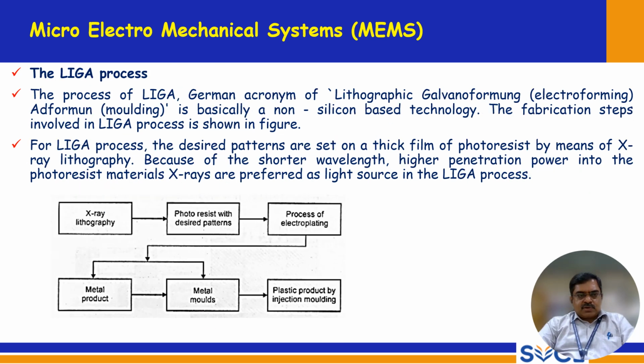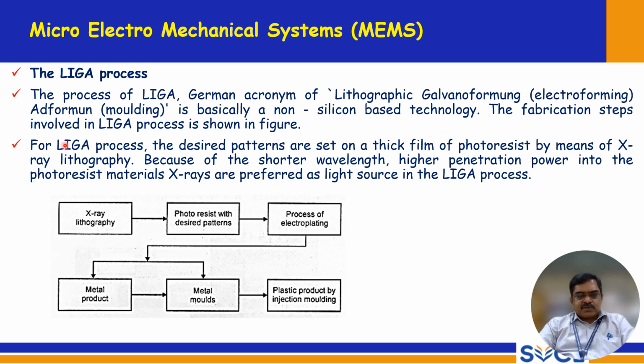So the next one, the LIGA process. The LIGA process is another important process in MEMS manufacturing. LIGA is a German acronym for lithographie, galvanoformung, abformung: lithography, electroforming and molding. It is basically a non-silicon based technology.